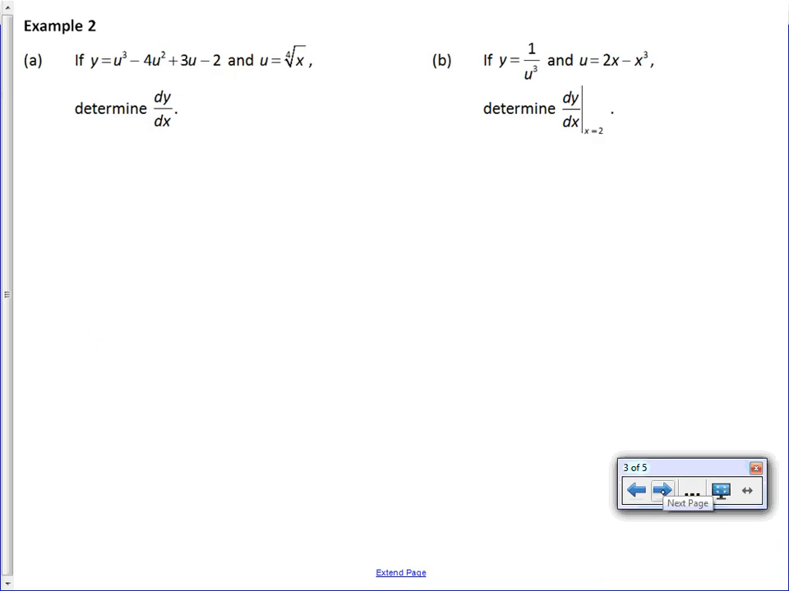Okay, let's do another one, another few, just to keep practicing. So if y equals u cubed minus 4u squared plus 3u minus 2, and u equals the 4th root of x, determine dy by dx. Okay, so again, if you have to use Leibniz notation, whenever u shows up, you have to use this notation with the u in it. So dy by dx equals dy by du times du by dx.